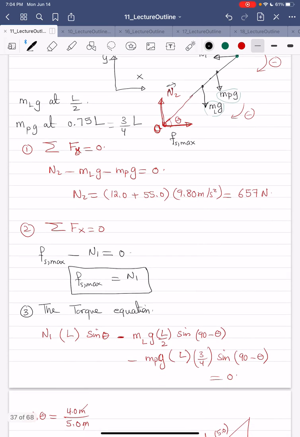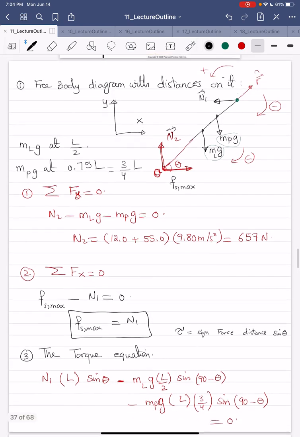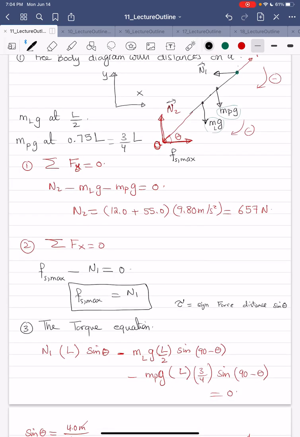Now the torque equation. Every torque is going to be a force times a distance times the sine of an angle. In my case here, for N1, which is the first force here, it is N1 times L times sine theta, and my theta is here, minus m_l g, L over 2, sine of 90 minus theta. Okay, why is it negative?